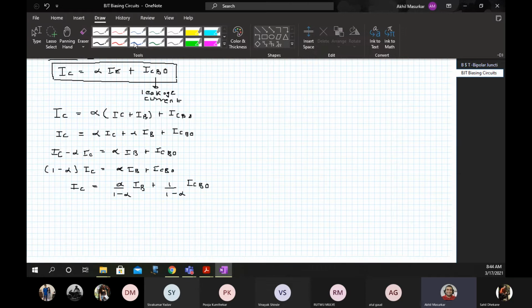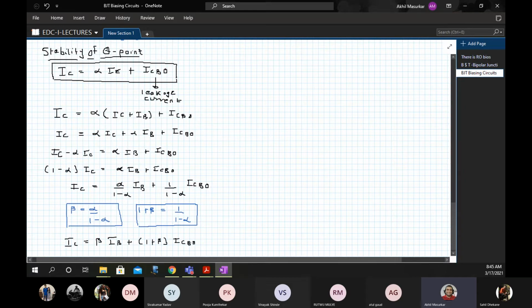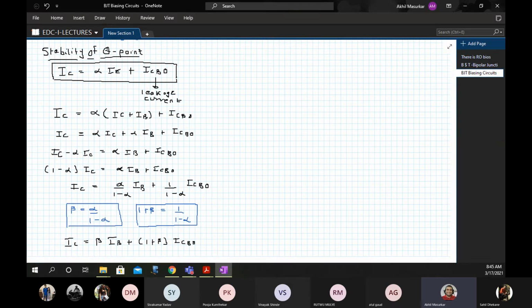Please recollect that we had written beta is equal to alpha upon 1 minus alpha, and using this derivation we can also write that 1 plus beta is equal to 1 upon 1 minus alpha. Using this in the above equation, we can simply write IC is equal to beta times IB plus (1 plus beta) times ICBO.